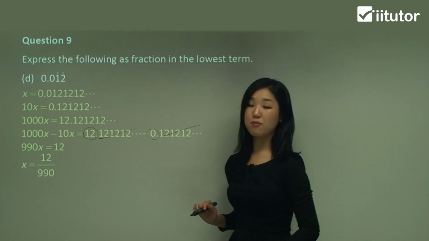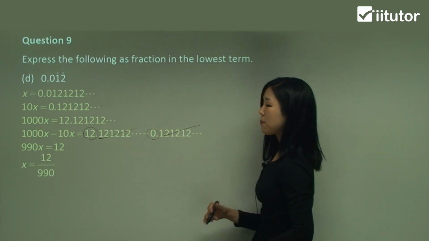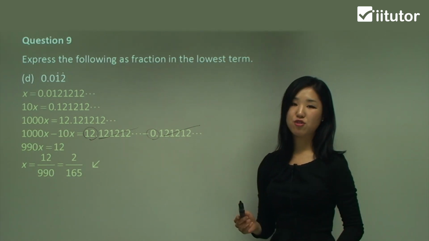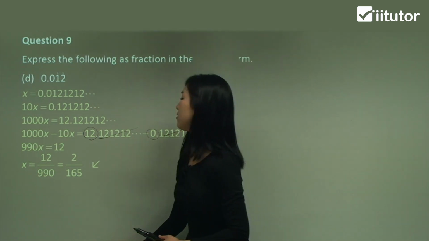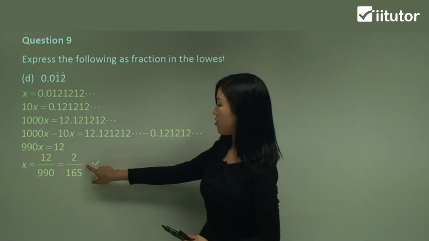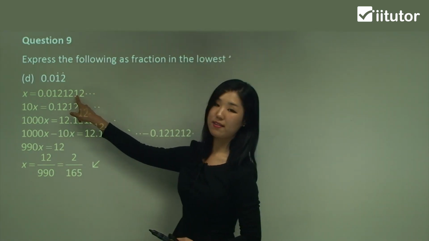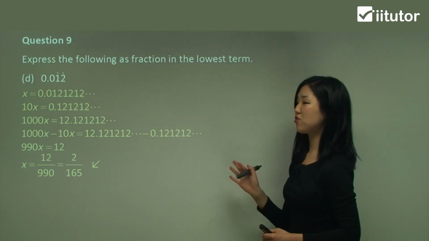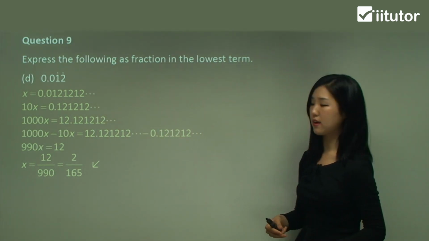Again, divide both sides by 990, divide by the common factor, and you should get 2 over 165. So the last part is pretty simple, but that's the idea. Again, put that into your calculator and check if you get the same answer as the original one. Always check, okay? It should only take a couple of seconds.